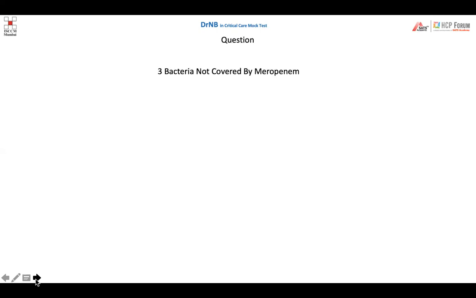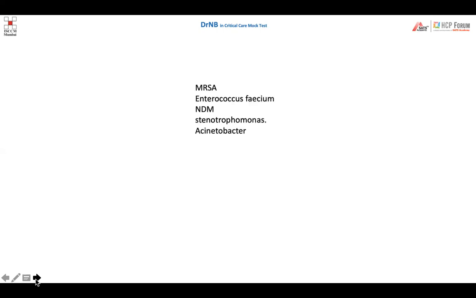Three bacteria which are not covered by meropenem. MRSA is not covered. Enterococcus faecium is not covered; faecalis is covered, but faecium is not covered. New Delhi metallo-beta-lactamases are not covered, and Stenotrophomonas and Acinetobacter are not covered.